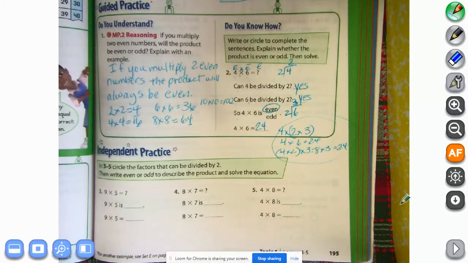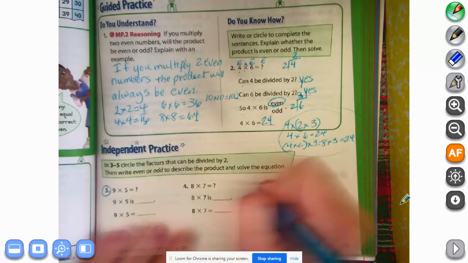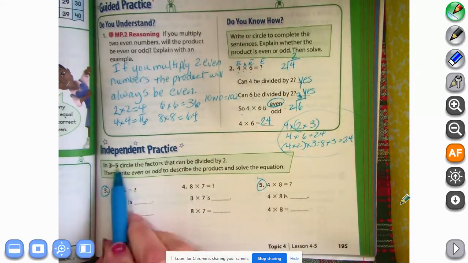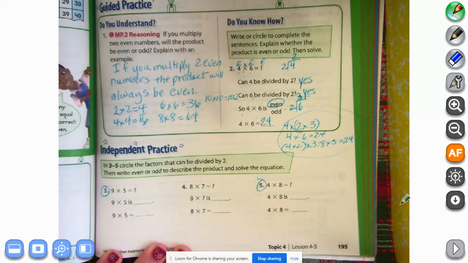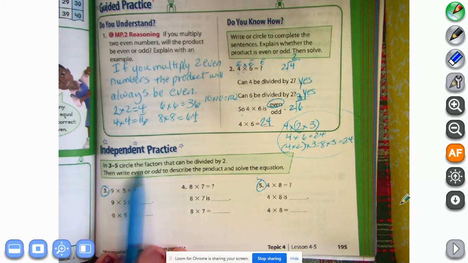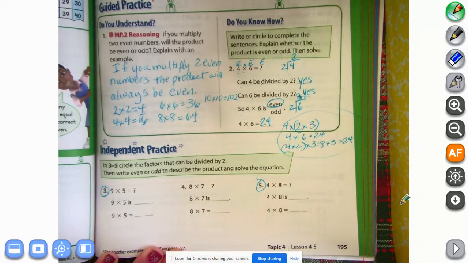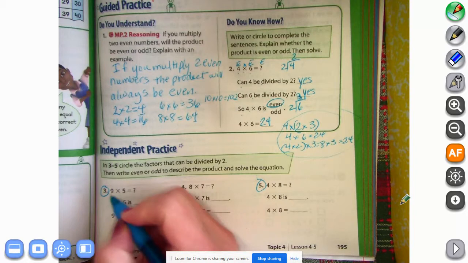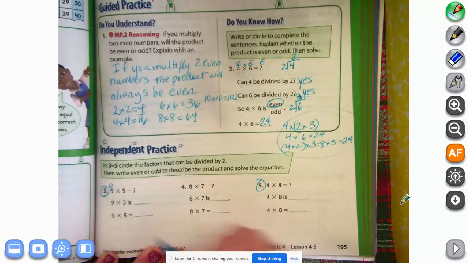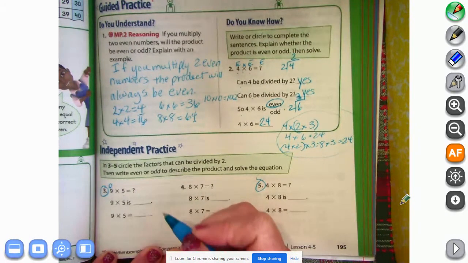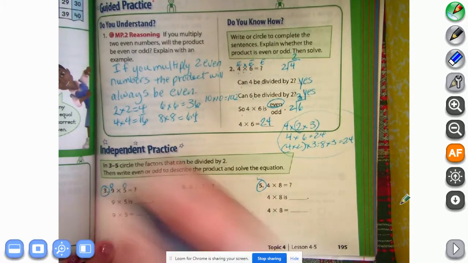All right, so we did all of the evens last time, so this time we're going to do the odds. So circle 3 and 5. In 3 through 5, circle the factors that can be divided by 2. Then write even or odd to describe the product and solve the equation. All right, it says circle the factors that can be divided by 2. Can I divide 9 by 2? Nope, that's an odd. Can I divide 5 by 2? Nope, that one's an odd as well.